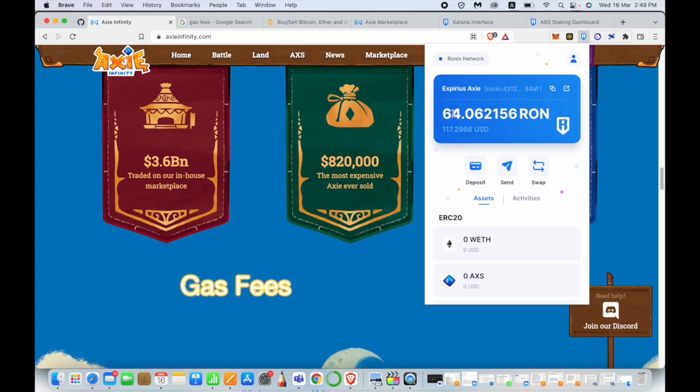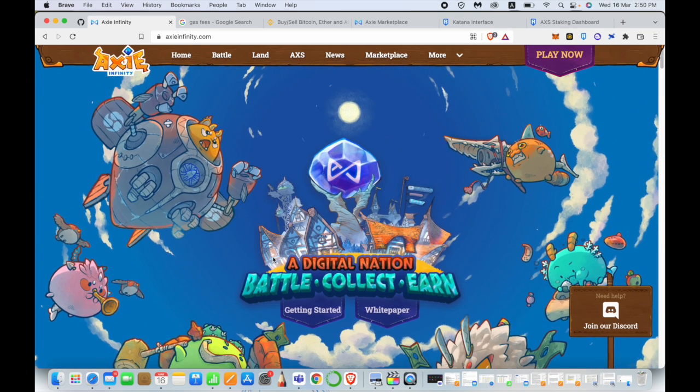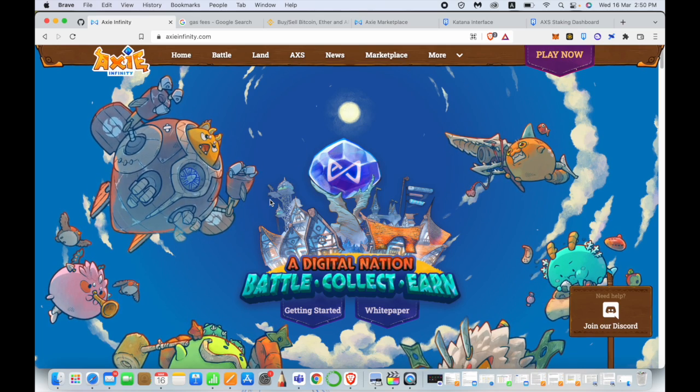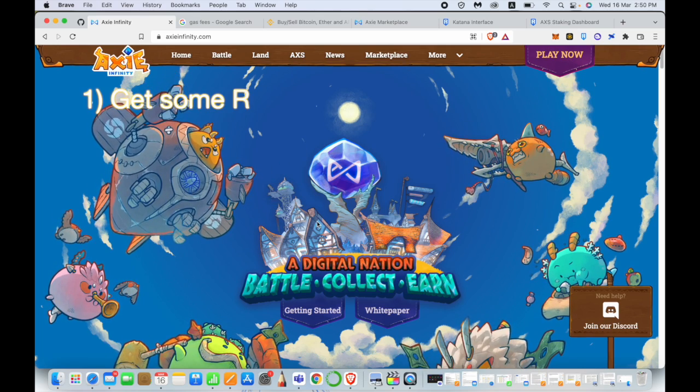This means that you will need to buy Ronin tokens first in order to make any form of transactions or actions in the Ronin ecosystem. Hence, if you are very serious about discovering more in depth about the Ronin ecosystem and what you can do within the ecosystem, you must first get some Ronin tokens.